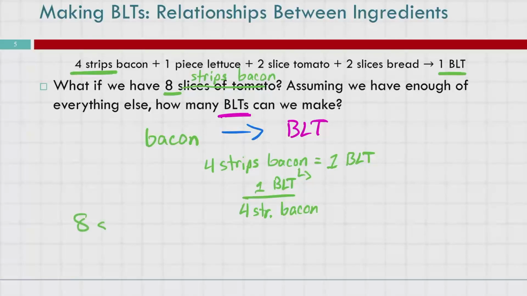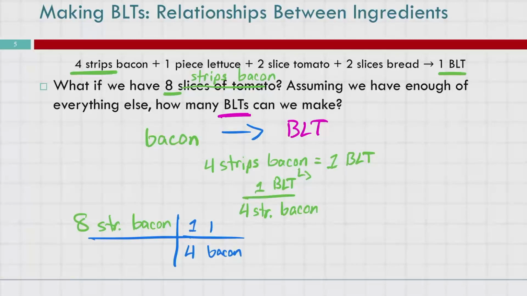So starting with 8 strips of bacon, use our conversion factor for bacon on the bottom, 1 BLT on the top. 8 divided by 4, the bacon cancels. We can make 2 BLTs.